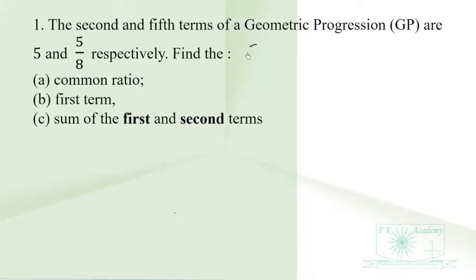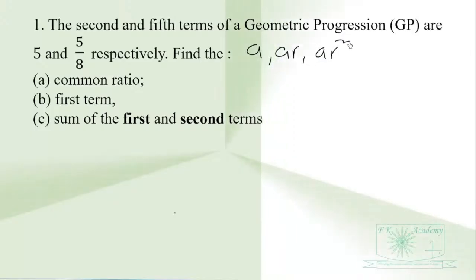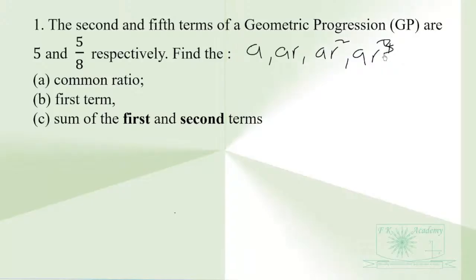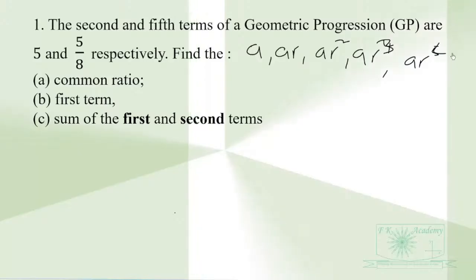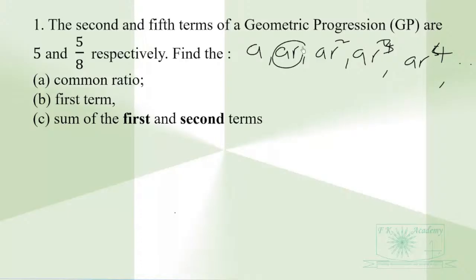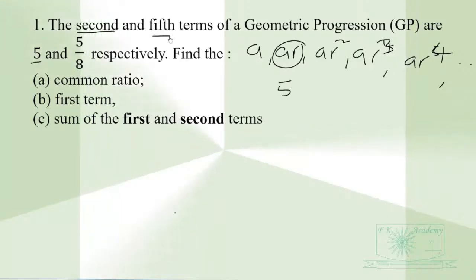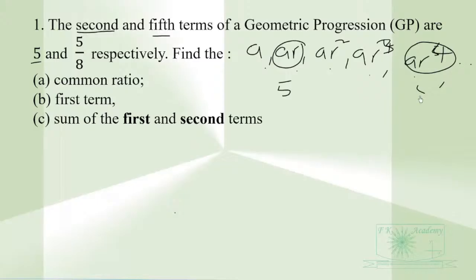is of the form A first term, AR second term, AR squared third term, AR exponent 3 fourth term, AR exponent 4 fifth term, and so on and so forth. So the question is saying that this term here, which is the second term, is equal to 5, and the fifth term, 1, 2, 3, 4, 5, the fifth term is equal to 5/8.